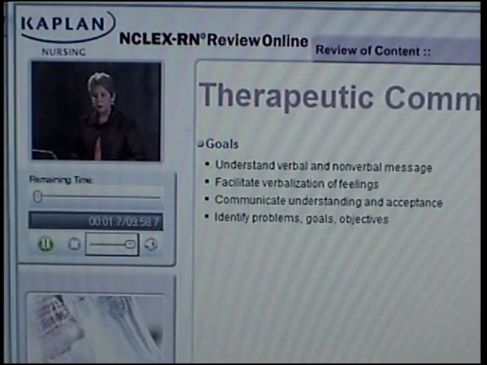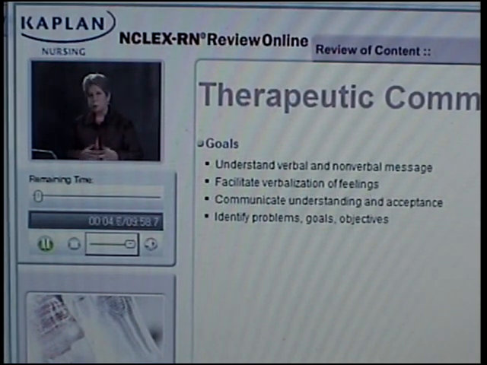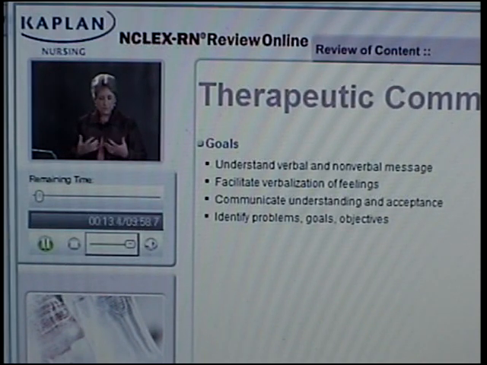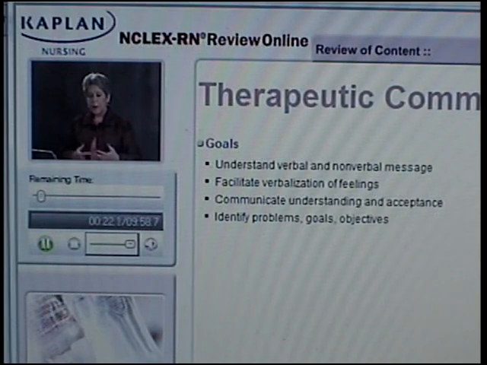Now let's talk about therapeutic communication. And you are going to be tested throughout the NCLEX on therapeutic communication. It's so very important because it conveys the nurse's respect and acceptance of the client, and also it encourages the client to express feelings and ideas. Now, the goals for therapeutic communication are that we understand both the verbal and the nonverbal message, that we facilitate the client's verbalization of feelings, that we communicate as the nurse acceptance and understanding of the client, and that we identify problems, goals, and objectives.